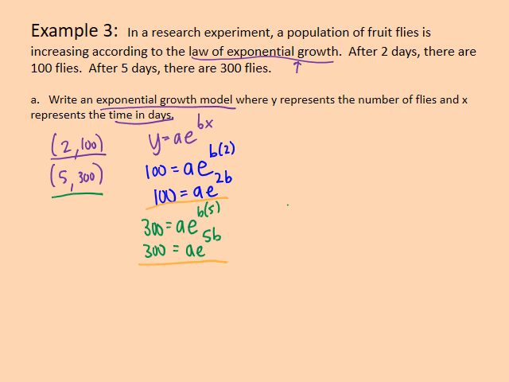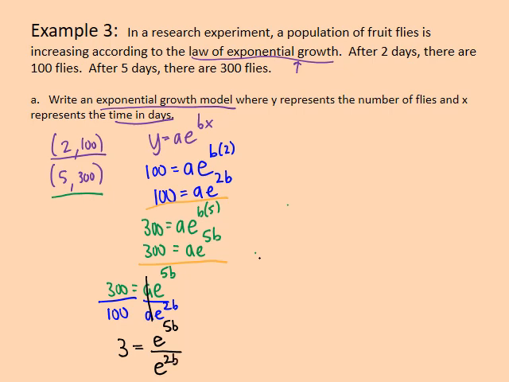So we're going to divide 300 equals a e to the 5b by 100 equals a e to the 2b. So we're dividing the 2 equations. We're allowed to do this because they're equal. And as long as you have 2 equal things that you divide both sides by, you're allowed to do it. So what happens is your 300 divided by 100 becomes 3. Your a divided by a just becomes 1. And you're left with e to the 5b divided by e to the 2b.